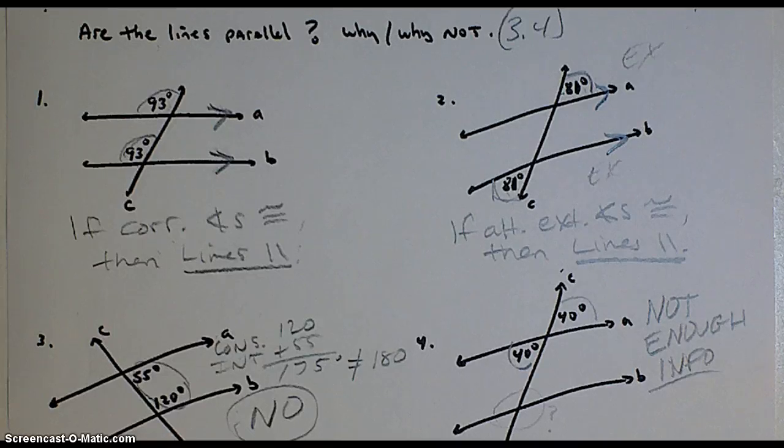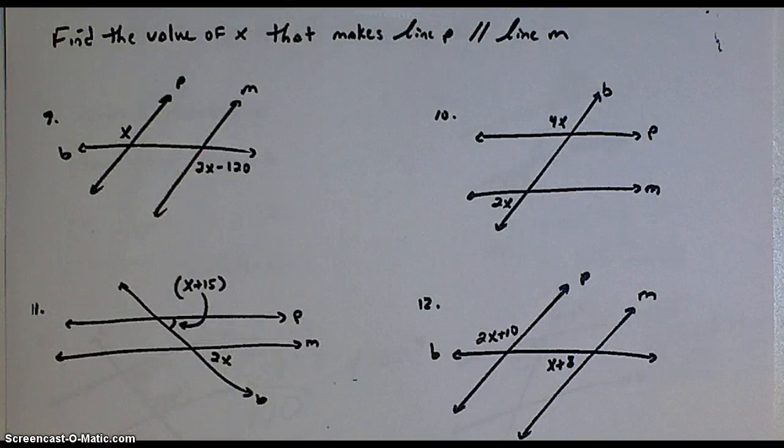Questions 5 through 8 on your homework are really similar to this, so you can go ahead and pause the video and see if you can complete the rest of those on your own. Okay, on the back of the worksheet, it asks you to find the value of x that makes line P parallel to line M. So in all of these examples, we've got two lines P and M that we want to be parallel. Well, I'm going to jump right to question number 12 because I think that you could do the others on your own.